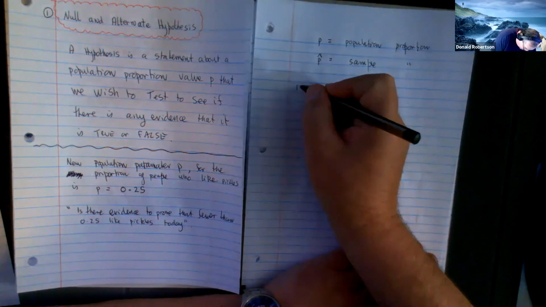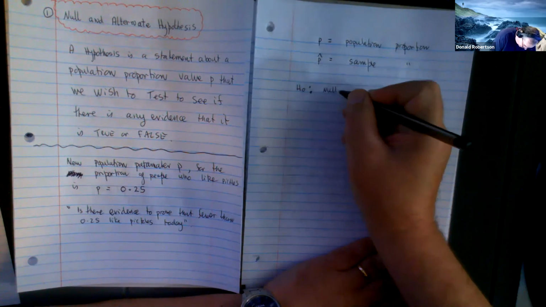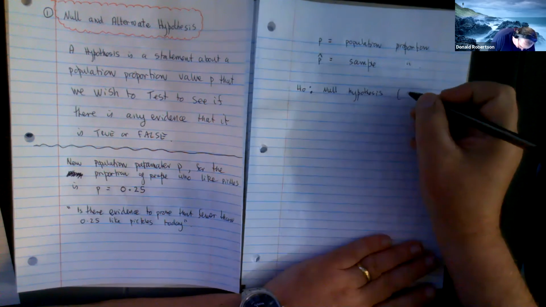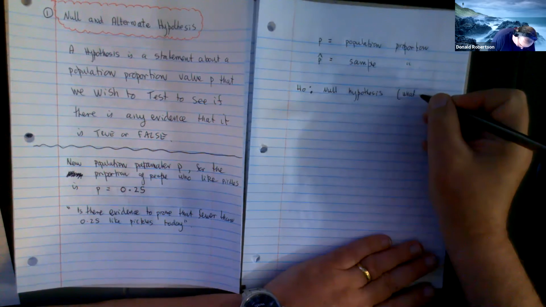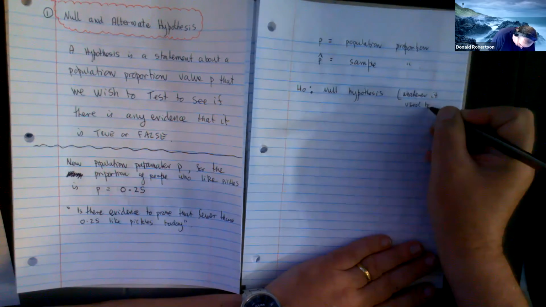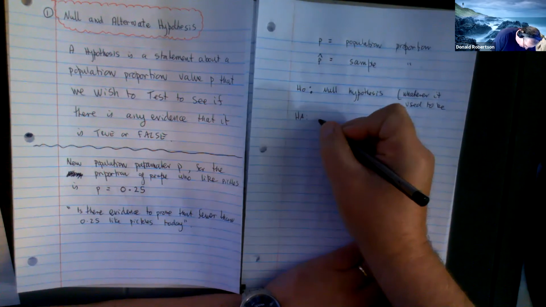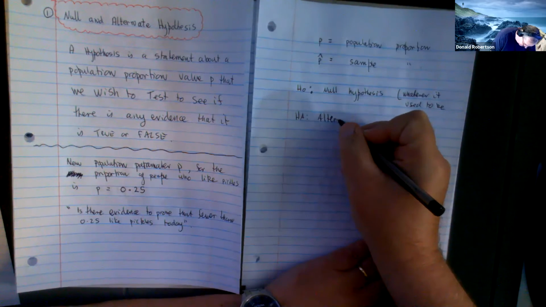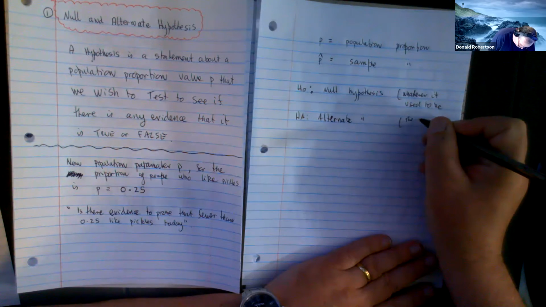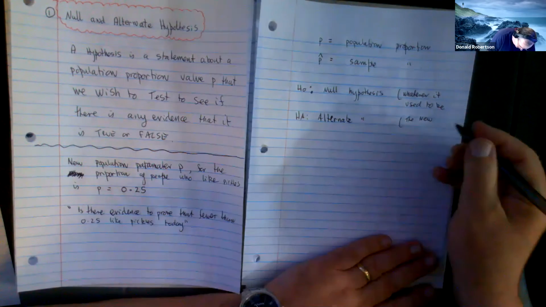There are two hypotheses. There's a guy called H naught, which is typically called the null hypothesis. And this is whatever it was, right? So whatever it used to be, and may still be. And then there's a second guy that is called the alternate hypothesis. And that is the new statement.